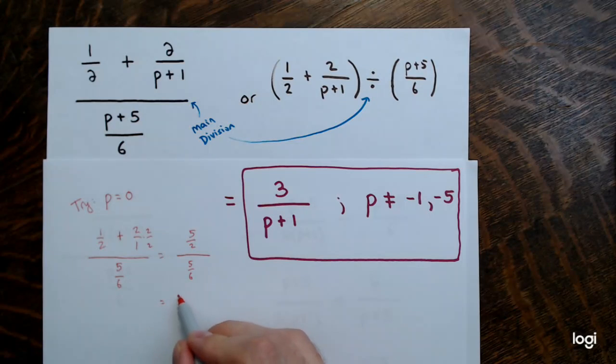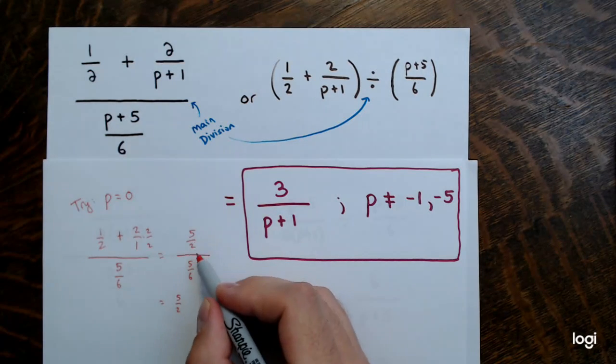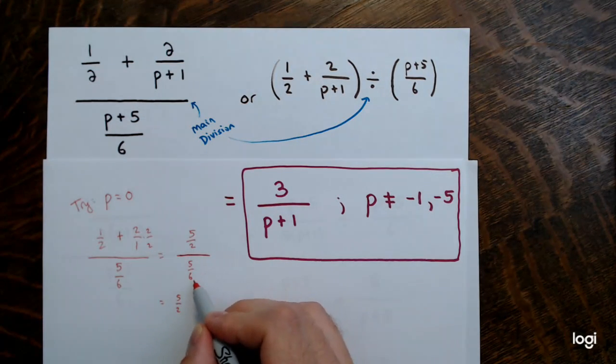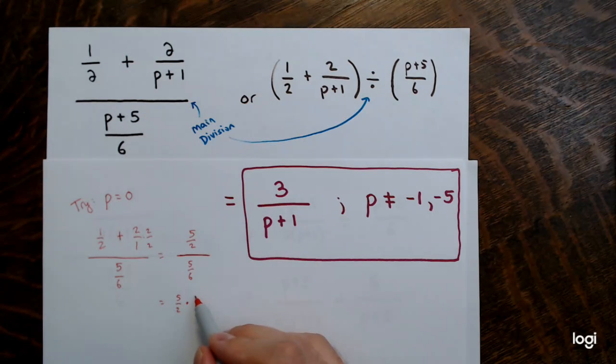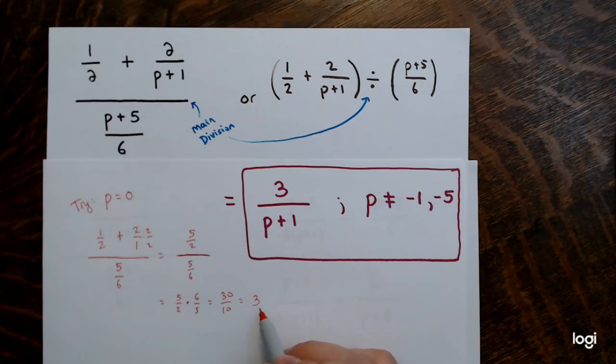And then this is 5/2 divided by 5/6. That's the same thing as 5/2 times the reciprocal of 5/6, or 6/5. And what we're getting here is 30 divided by 10, right? Again, you could do the factoring here, which I'm skipping a little bit, but 5 times 6 is 30, 2 times 5 is 10. 30 divided by 10 is 3, all right?